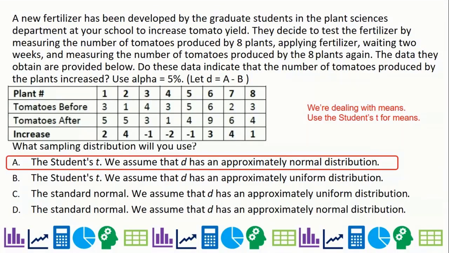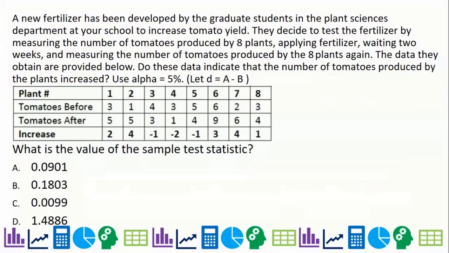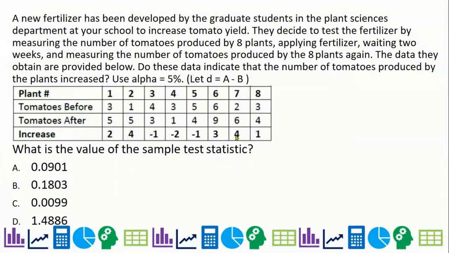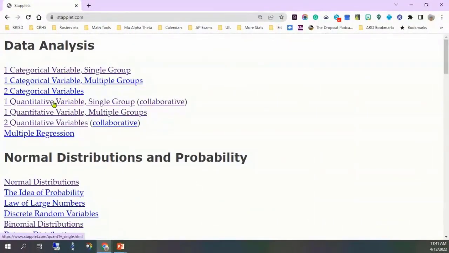Okay. Then we're going to go to what is the value of the sample test statistic. So we're going to pull the Stapplet out again. All right. Now, when we pull out the Stapplet, here's the deal. On your test, you're going to have to tell which Stapplet you need. For this one, we're doing means, and we just have one set of differences, right? We're just interested in this data. Okay. So the question is then, do we want the normal, the one categorical variable or the one quantitative variable? Which one do we want?